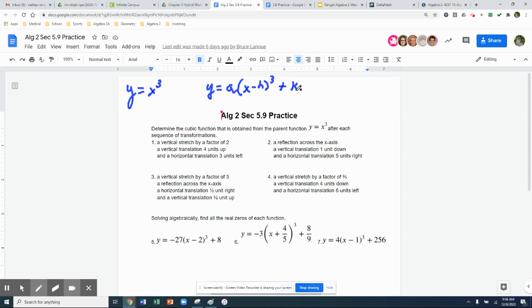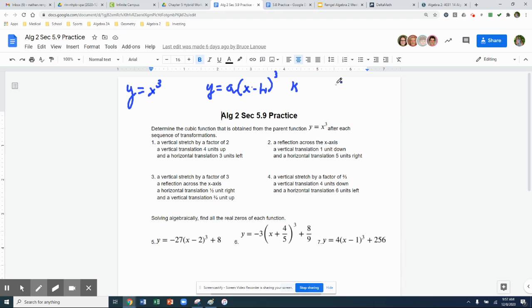The only difference is now we're dealing with this cube instead of a squared or instead of an absolute value like we talked about back in section 2, chapter 2. And I didn't want to do that, but that's just what happened. Sorry about that.